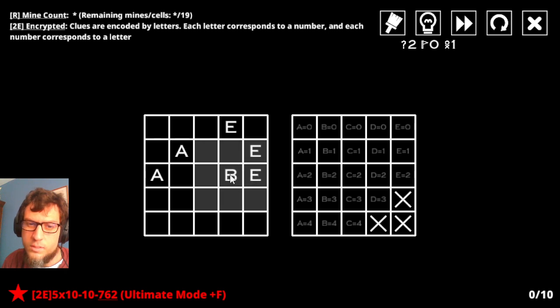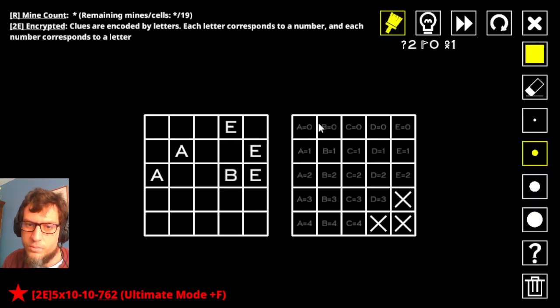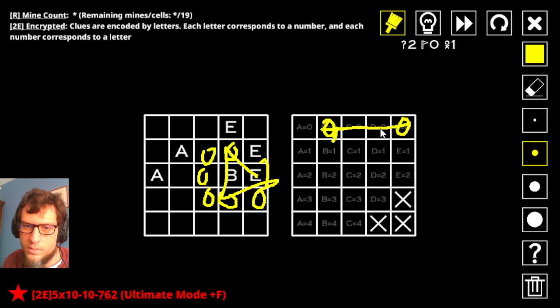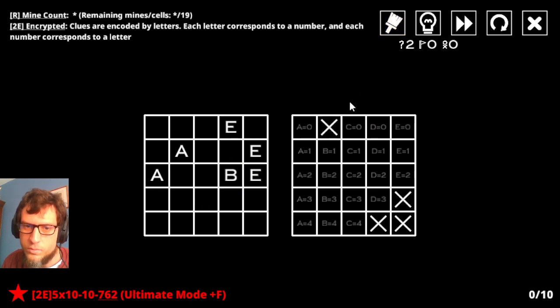And I think that is because B cannot be 0. For if B were 0, then none of these would be able to be mines. And now this E would have 0 mines around it, so it would also have to be 0. But you can't have 2 different letters that have the same number, and so that's not allowed. So no B equals 0.